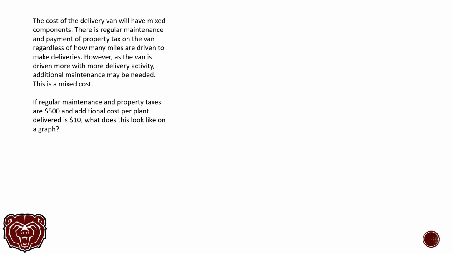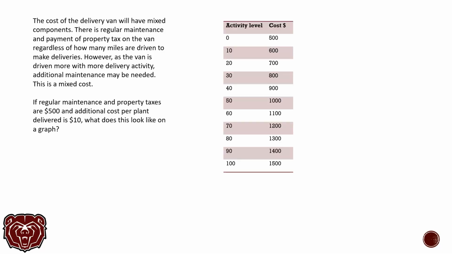Okay, so if regular maintenance and property taxes are $500, and an additional cost per plant delivered is $10, what does that look like on a graph? So that $500, that's our fixed cost, right? That $10 per plant delivered, that's our variable cost. So you can see here, if we have no activity level, we're still going to have to pay $500. But as we go on, we'll add to that base of $500. 10 times 10 is 100 plus the additional $500 fixed. That's $600, so on and so forth.